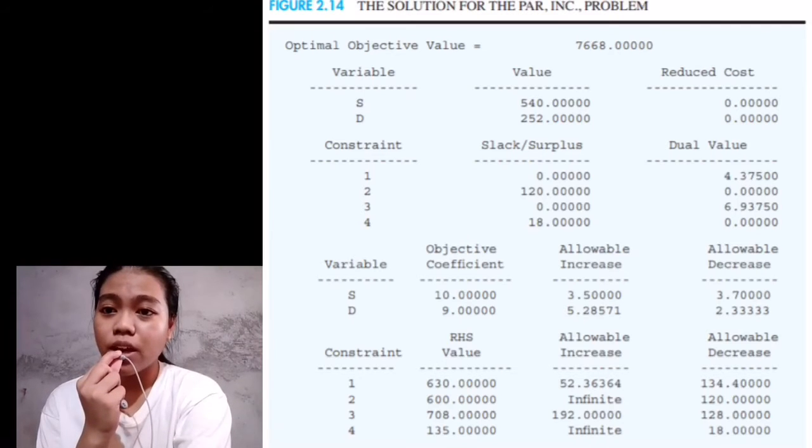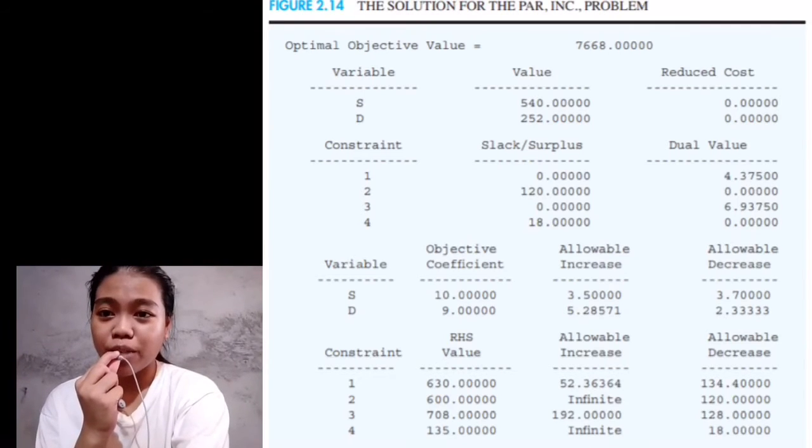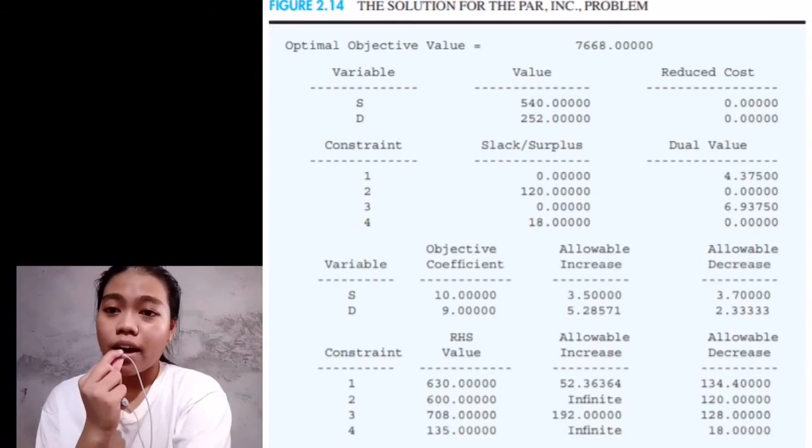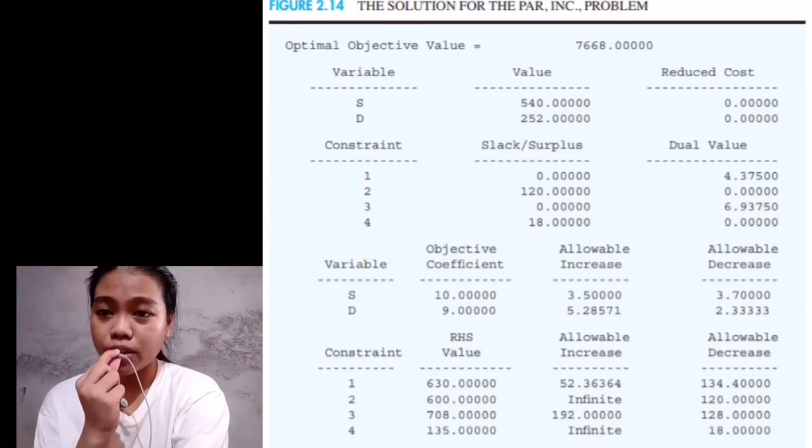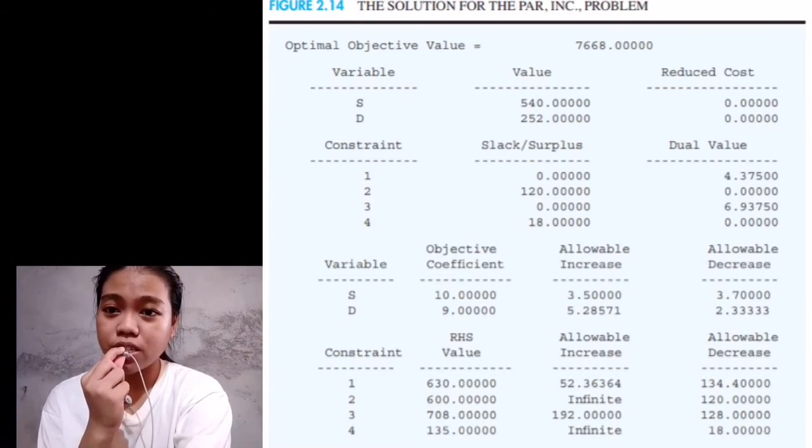From this output, we see that the cutting and dyeing, and the finishing constraints have a zero slack at the optimal solution. The sewing department has 120 hours of unused capacity. It can be used to determine how changes in the input affect the optimal solution.